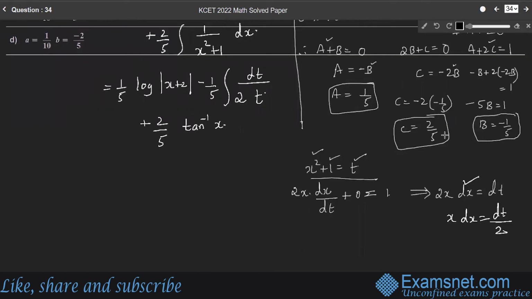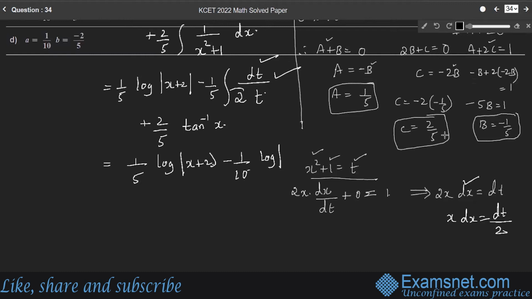Tan inverse x. Therefore, focus only on the second term. So 1 by 5 log mod x plus 2, right? Integral dt by 2t. You can take out the 2, so it becomes minus 1 by 10. Integral dt by t is nothing but log mod t.